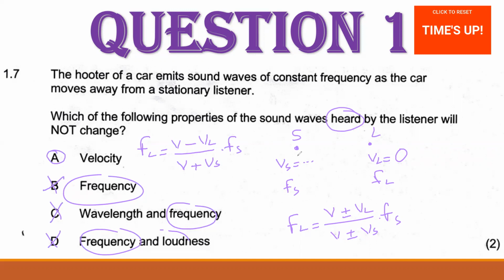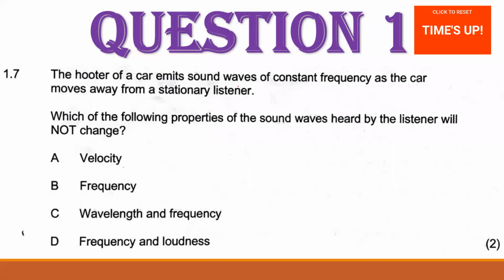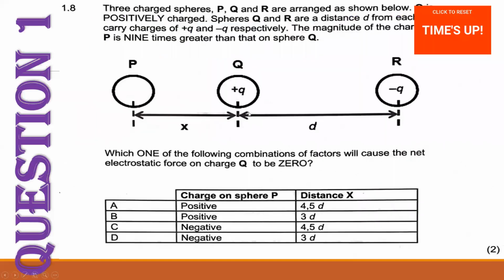So Doppler effect, object is going away. For the Doppler effect, we remember our formula. This is our general formula. If it is going away, minus plus. If it is coming closer, plus minus. Remember that. So let's continue with the next one. Next question is 1.8.